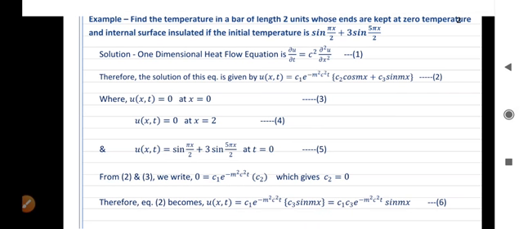Now still we have two conditions and two constants. So let us use the second condition, denoted by equation 4, in this equation 6. So we have to put x equal to 2 in equation 6.